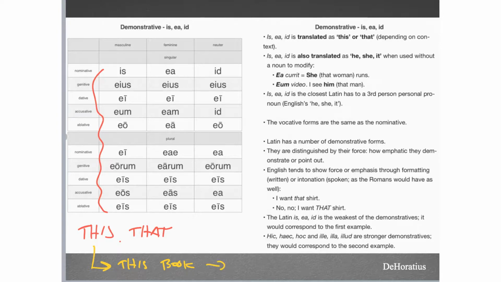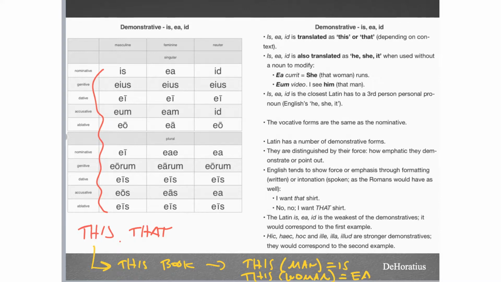And the way they get to a pronoun is that oftentimes they'll be used without a noun to modify. So this man, is. This woman, ea. Okay, so by themselves, they just mean this man understood, this woman understood, and that's how they become he, she, and of course id is it.